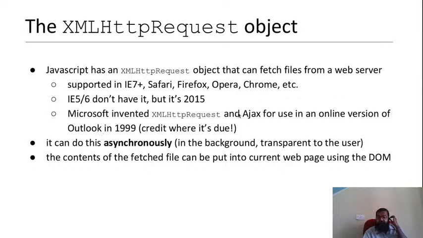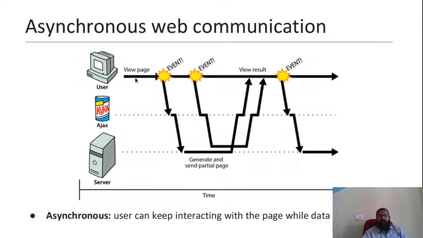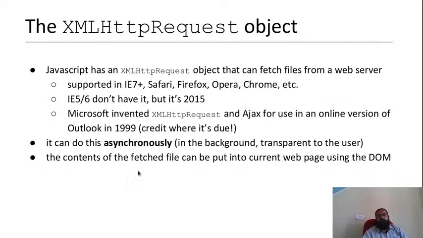When you say an online version of Outlook, it just means that they wanted to move it to the web. Now it can do this asynchronously in the background, transparent to the user. That is the reason why the user is able to view the page throughout the timeline.